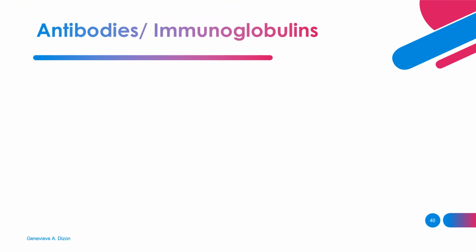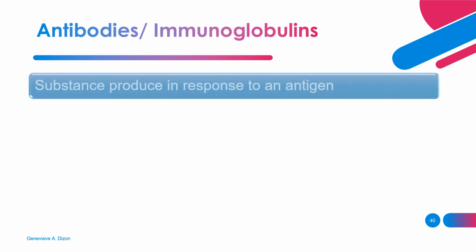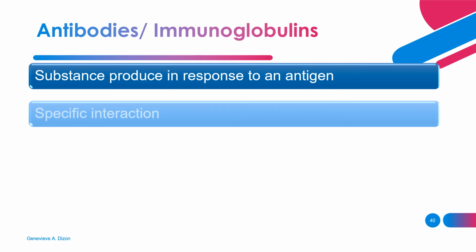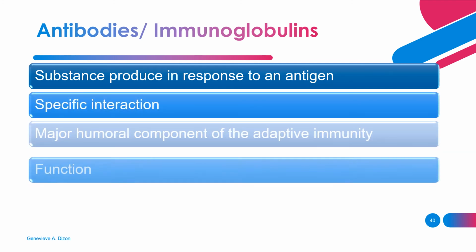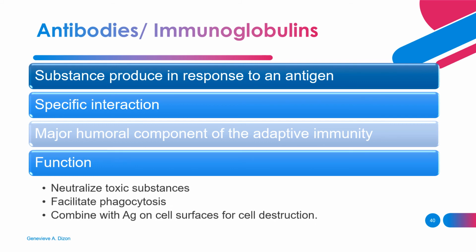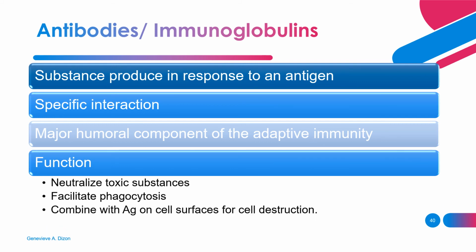The last humoral component of the third-line defenses are the antibodies, also known as immunoglobulins. So these are substances produced by plasma cells in response to an antigen. So they will give a specific interaction, meaning that they will only react to the antigen that they were made for. These are the major humoral components of the adaptive immunity. Its function is to neutralize the toxic substances, facilitate phagocytosis, and to combine with antigens on the cell surfaces for cell destruction.